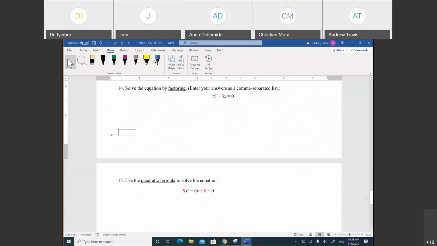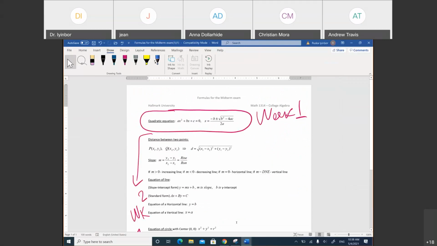Okay. The next one is a quadratic equation. You have x squared plus 3x equals 0. Now, this is a quadratic equation. And the quadratic equation looks like this. So we have x squared, x and a number equals 0.